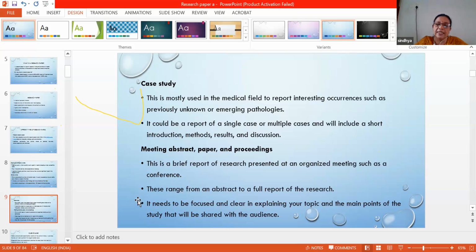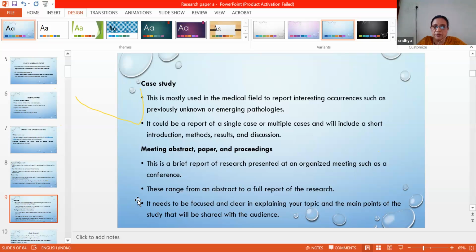So we can select a single case as well as multiple cases, meaning different people, even 10 or 15 students who have undergone that treatment or that kind of situation, what we are exposing to the audience. So maybe single cases or multiple cases we can include in the case study. And it also has a short introduction. There must be methods, there must be results and discussion. So this is the usual format of a case study.